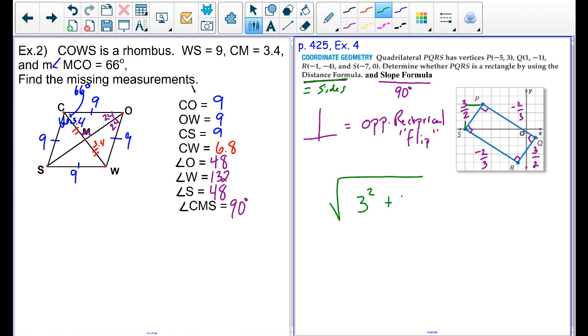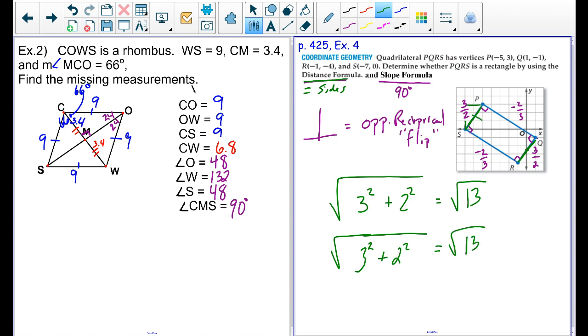So we can take that square root of 3 squared plus 2 squared. So what's 3 squared plus 2 squared? 3 squared is 9, 2 squared is 4. What's 9 plus 4? Square root of 13. We'll just leave it as square root of 13. So this side is square root of 13, right? Let's check the opposite side. So again, what numbers do I have here? 3 and 2. So if I take those same numbers, what should I get? Same thing. So these two sides are congruent.